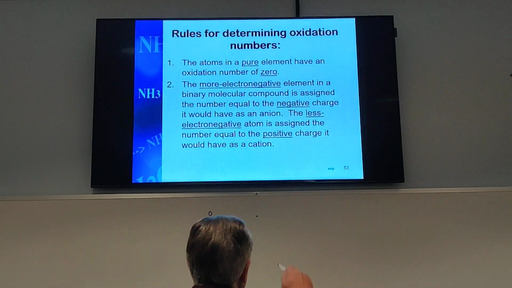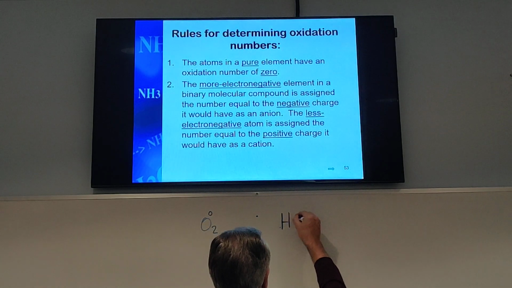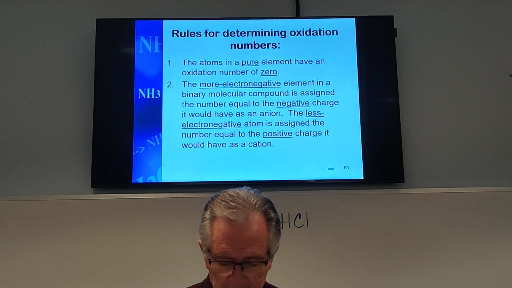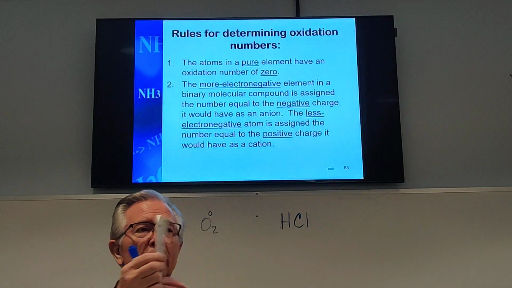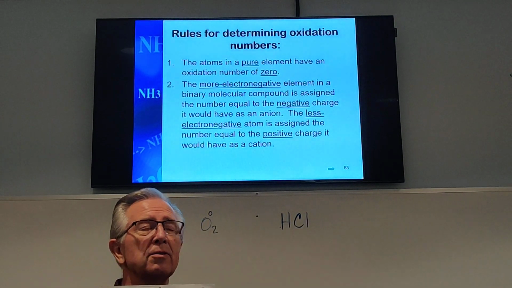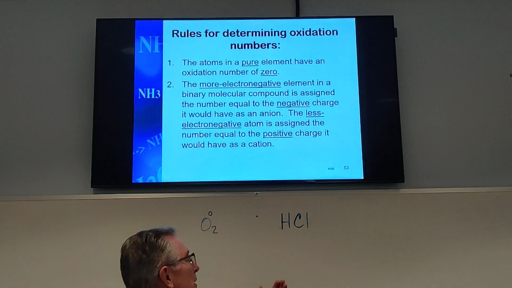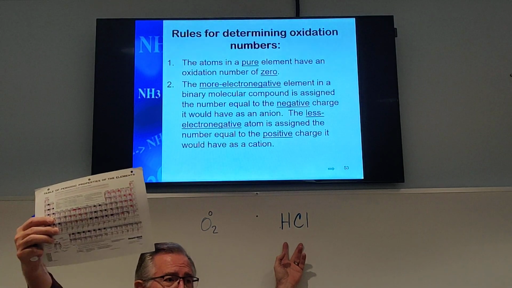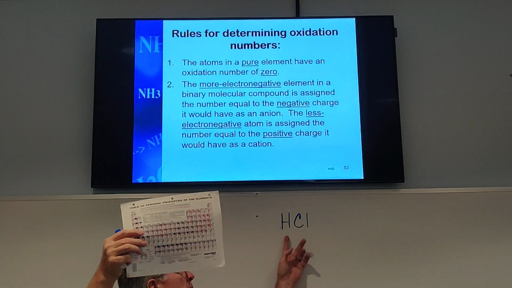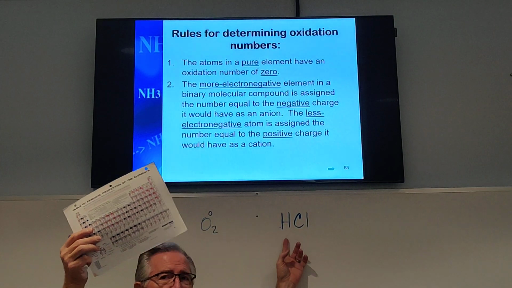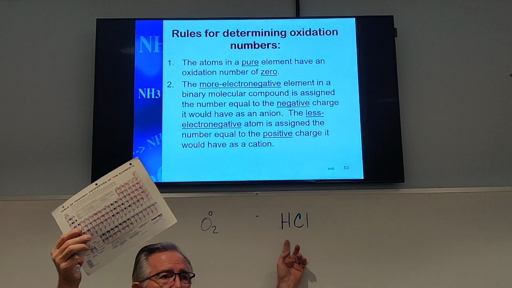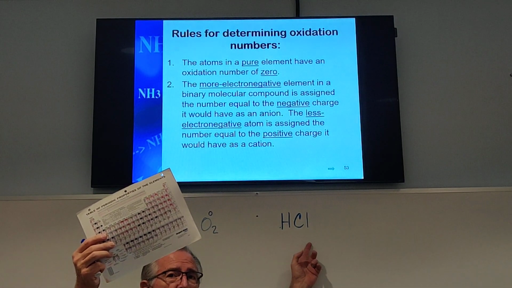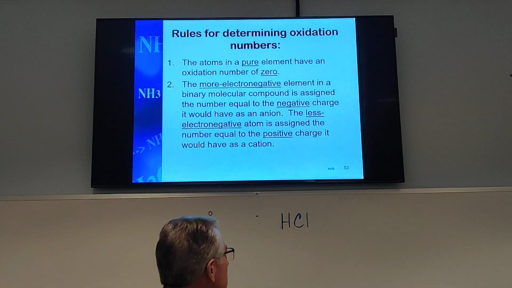So for instance, if we have a compound, let's say hydrogen chloride. Now, if I take my periodic table and look on the back side, which one of these is the more electronegative and which one is the less electronegative? Okay, so with your periodic table, you have to look on the back side. Which one is more electronegative, which one is less? Chlorine's more electronegative, so that's going to be the negative one. Hydrogen then is going to be the positive one.